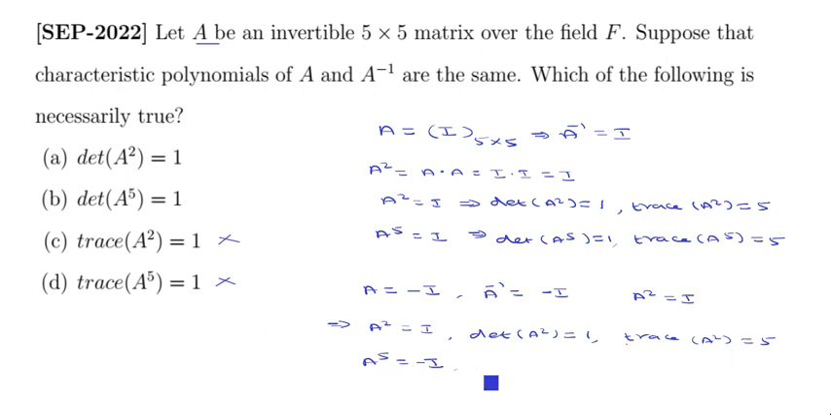And the determinant of A power 5 equals minus 1. What is the trace of A power 5? A power 5 is minus I, so on all the diagonal entries we have minus 1. Minus 1 five times gives minus 5. Therefore the option determinant of A power 5 is equal to 1 is wrong. So the correct statement is determinant of A square equal to 1.